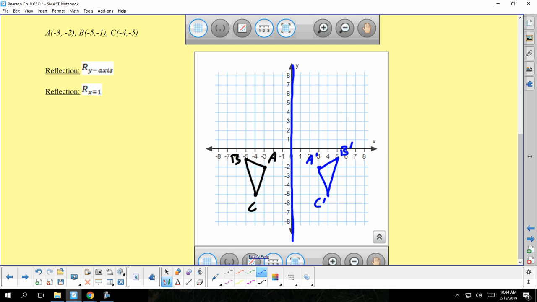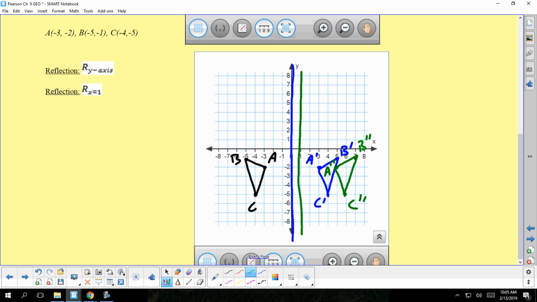All right. The next one, x equals 1, is a vertical line. Right here. And remember, just like we did before, now I'm going over 1, 2, 3, 4. There is going to be my A double prime right there. And notice it's 2 further in this direction. So B is going to be 1, 2 further over here. That'll be B double prime. And then 1, 2 further, there's C double prime. All right. So there are 2 reflections.